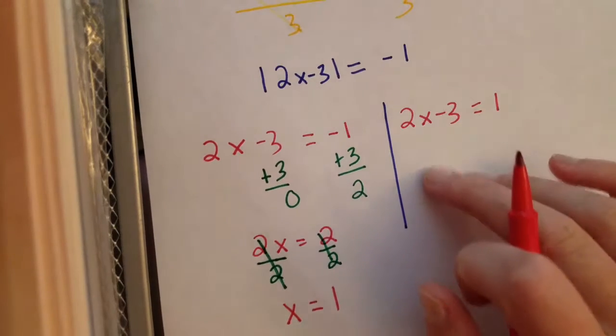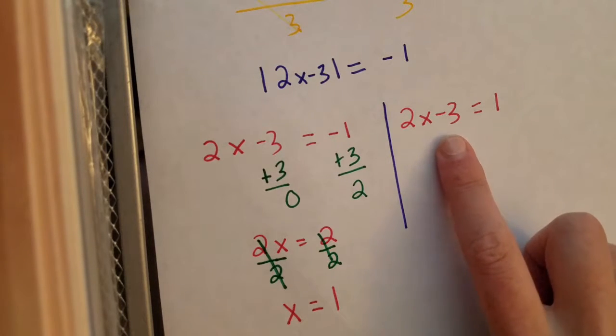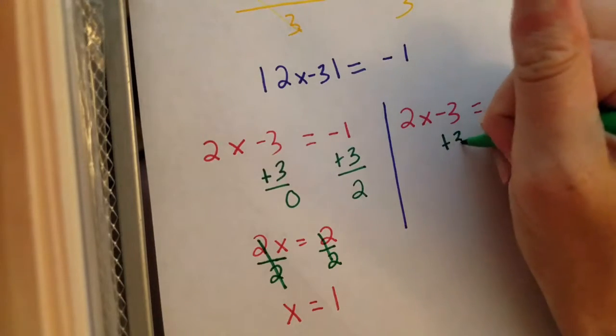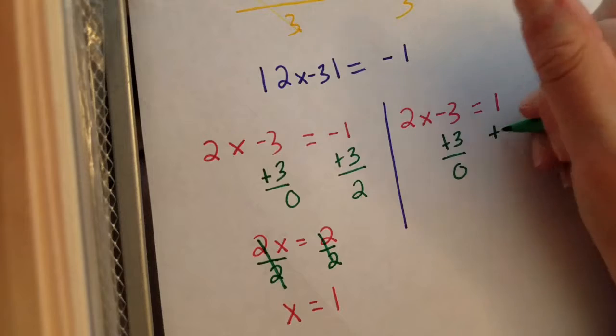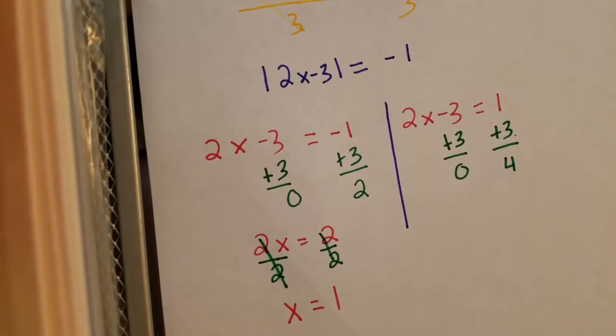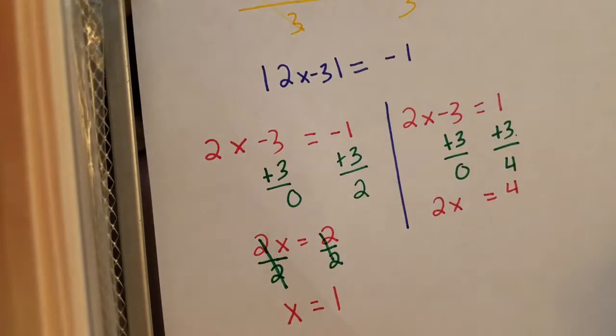Okay, so now we're going to do the same thing on this side. So the first thing I'm going to do to get x by itself is to add my negative 3 onto both sides. The opposite of a negative is a positive. And 1 plus 3 gives me 4. So now I'm left with 2x equals 4.